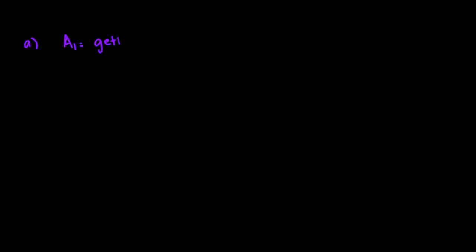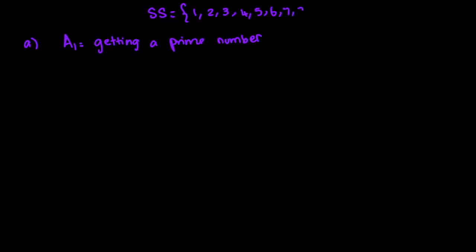The event A1 is getting a prime number. So when I roll an 8-sided die, what is the probability that I get a prime number? It's best that we write out the sample space. The sample space is the set of all possible outcomes. The possible outcomes are 1, 2, 3, 4, 5, 6, 7, and 8. Now, the set corresponding to the event A1 is getting a prime number. Out of these 8 possible outcomes, how many of them are prime? 2, 3, 5, and 7 are prime.